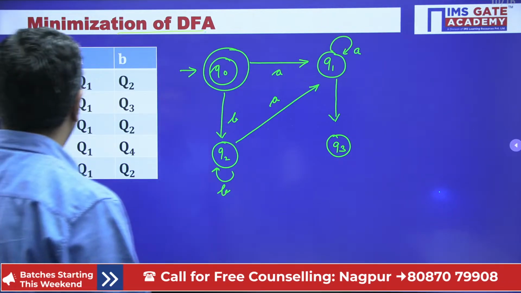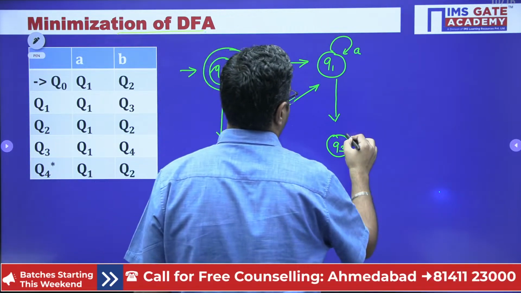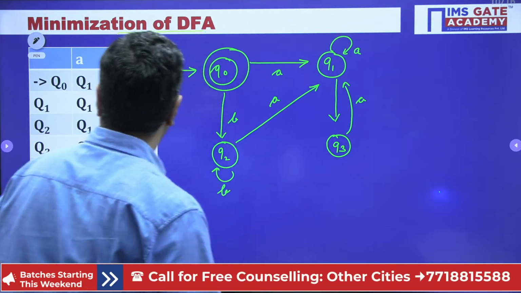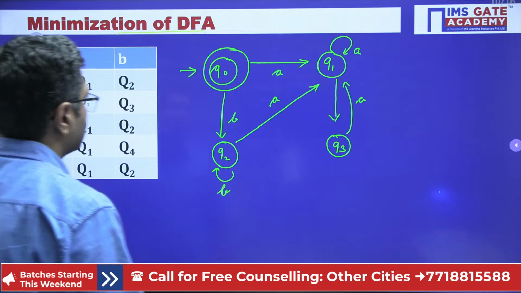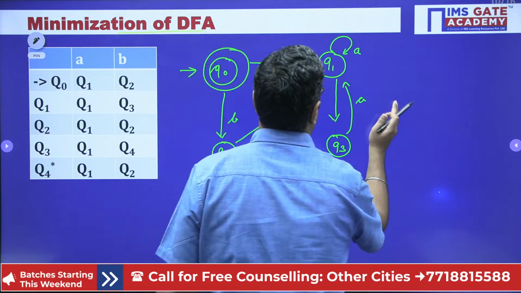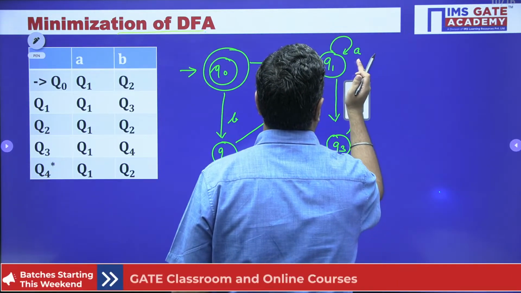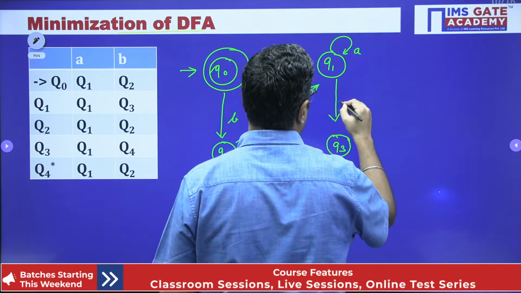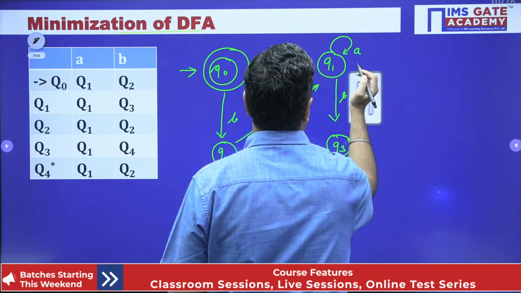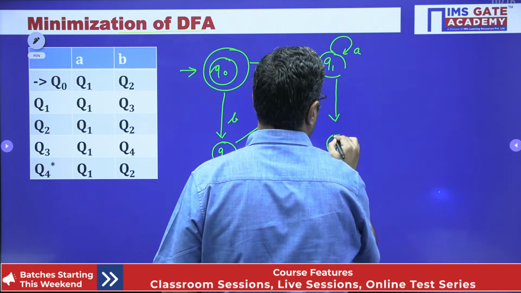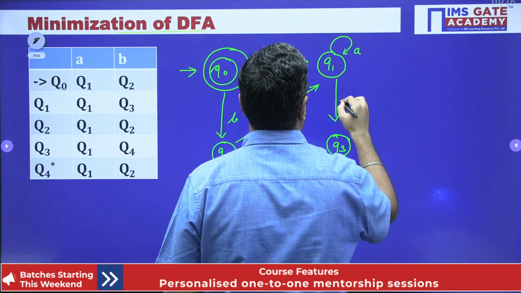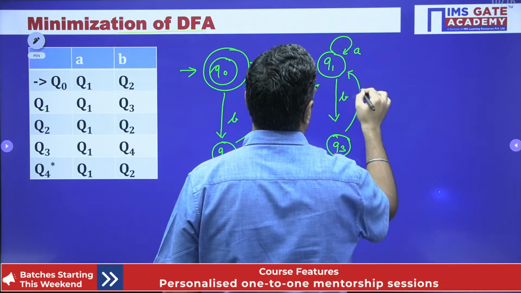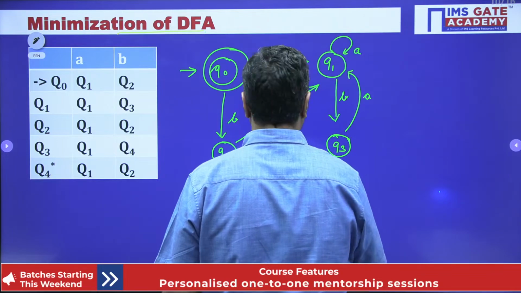Q3 on A goes to Q1, and Q3 on B goes to Q4. I have not written the transitions from Q1 yet. Q1 on B was going to Q3, and Q3 on A was going to Q1. Q3 on B was going to Q4.